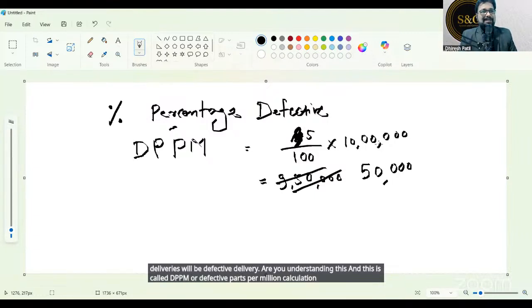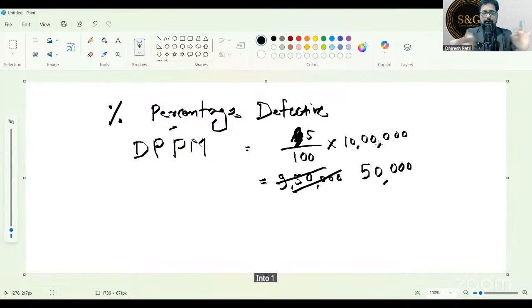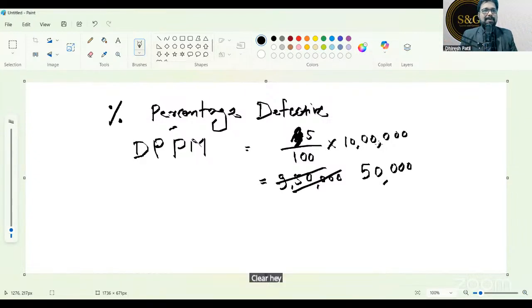Everybody's clear about this? Just give me yes in the chat box. How many defective parts you are producing out of the total parts, scaled to 1 million? It's called defective parts per million. Very simple calculation. Clear? Clear hai everybody? Just give me yes in the chat box.